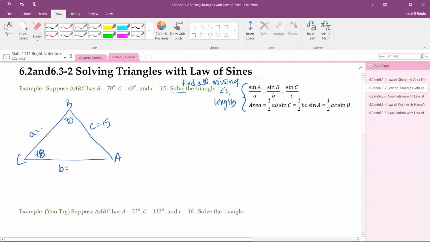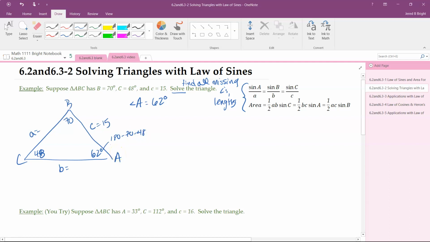You can go ahead and determine angle A right away. If you do so, you end up with angle A as 62 degrees. I would make a note here that angle A is 62 degrees, and how I found that is just 180 minus 70 minus 48.